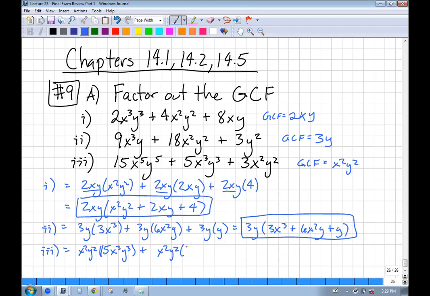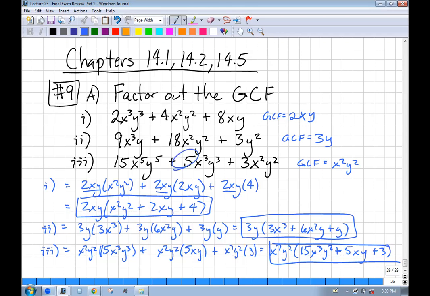This has to be a 5 to get an x cubed. I need an x, a y. This would be the x cubed and the y cubed. And we have our x squared, y squared, and a 3. We have x squared, y squared. That's 15x cubed y cubed plus a 5xy plus a 3. Okay. I probably wrote this problem down wrong. But I mean, it's still good enough of a problem here.